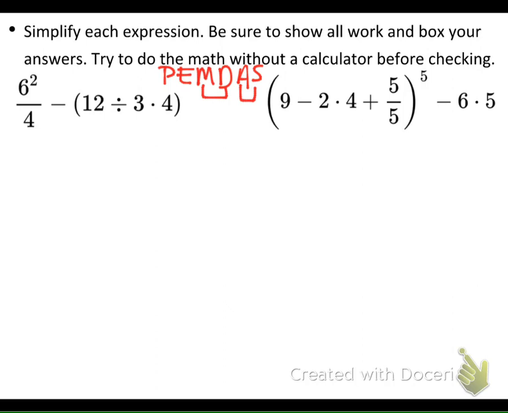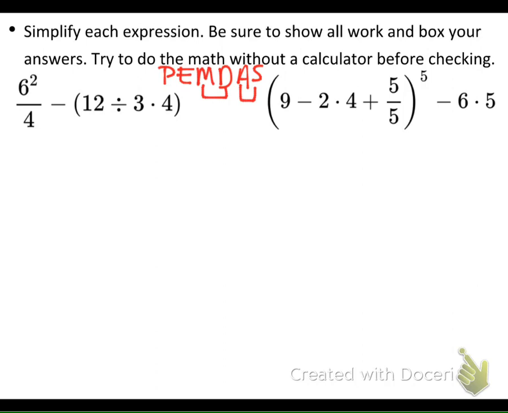Are there any parentheses? Yeah, right here. So right here is my group of parentheses. Now, there's a group of numbers in there, so I'm going to have to do order of operations within my group of parentheses. What are the operations that I have in here? Multiply and divide. Now, multiply and divide, I do at the same time, going from left to right, correct? So my first one is divide. So what's 12 divided by 3?